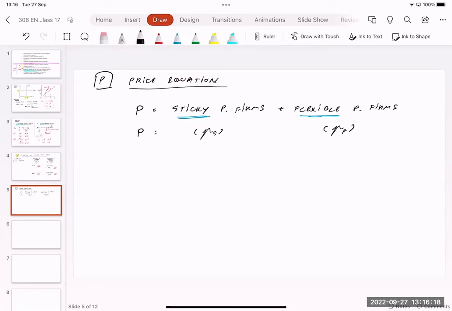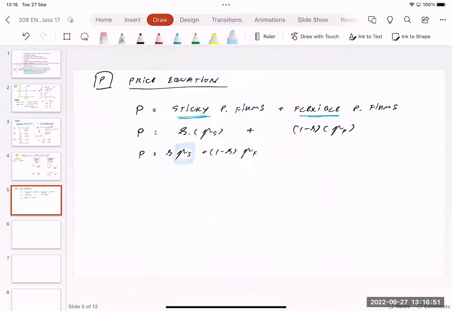How many sticky price firms do we have? We're going to have S percent. How many flexible price firms do we have? We're going to have 1 minus S. Combined together, you get a big P, the price for every business in the economy. So in the end, I have big P equal to S PS plus (1 minus S) PF.